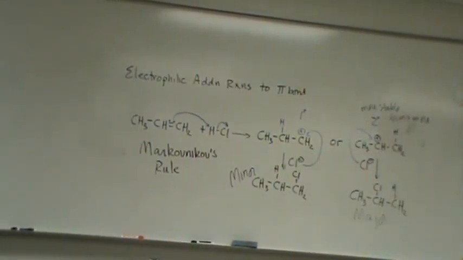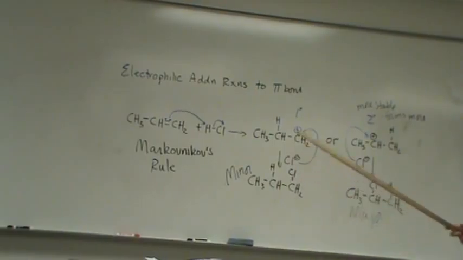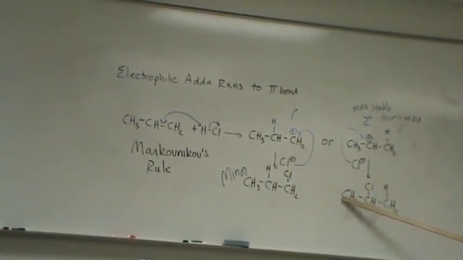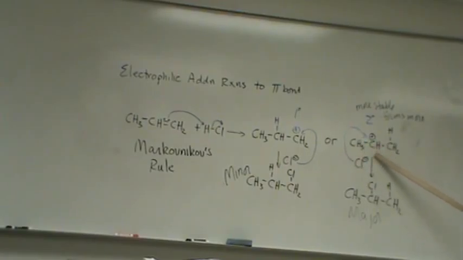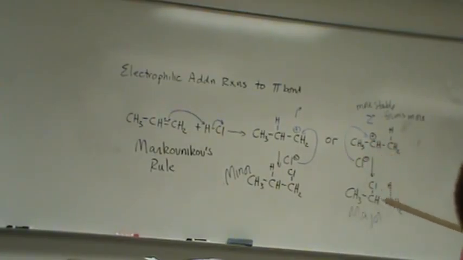Here it is the second time. Markovnikov's rule says that in addition reactions to a pi bond, the major product comes from the more stable carbocation intermediate. If you want to add on, because the more stable carbocation intermediate forms more. Okay.